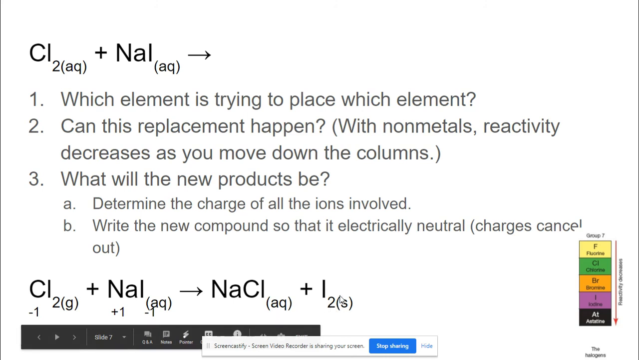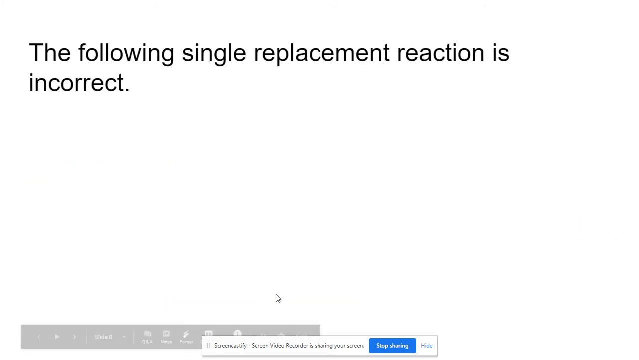Couple things. Iodine is also diatomic, which means you can't just write I, it has to be I2. Okay? And chlorine, while it was diatomic here, is not diatomic here. It's combined with the sodium, so you don't put that 2 there. Okay? That's only if it's by itself. When it's combined with sodium, it has to be electrically neutral. +1, -1. All right.